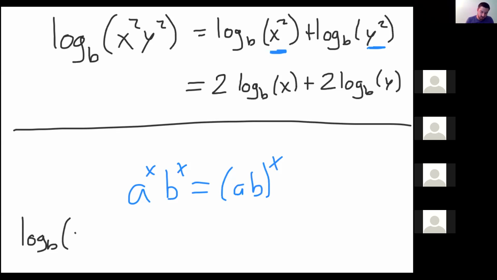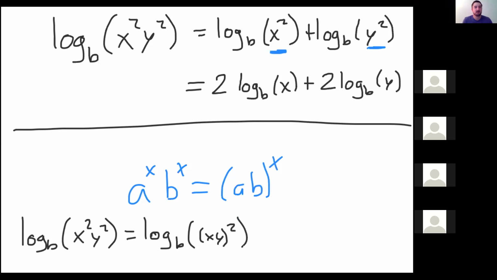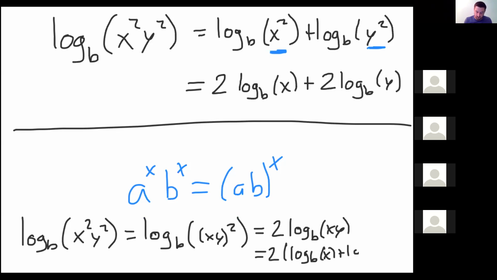So I could rewrite that log base b of x squared y squared as log base b of (x times y) squared. I could then apply my exponent property since now everything inside there has that same exponent. It's an x times y, all of that squared, which means this is going to be 2 log base b of x times y, and then just apply my last property. I see two things being multiplied inside that log together. So then I split that log up into the addition of the logs.